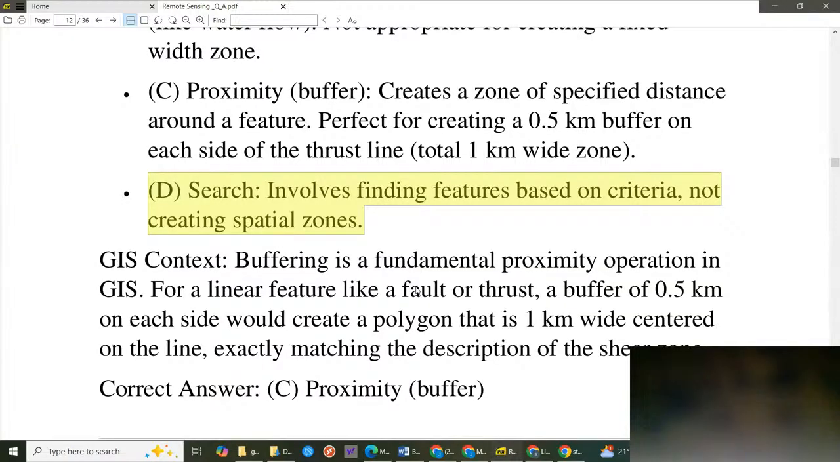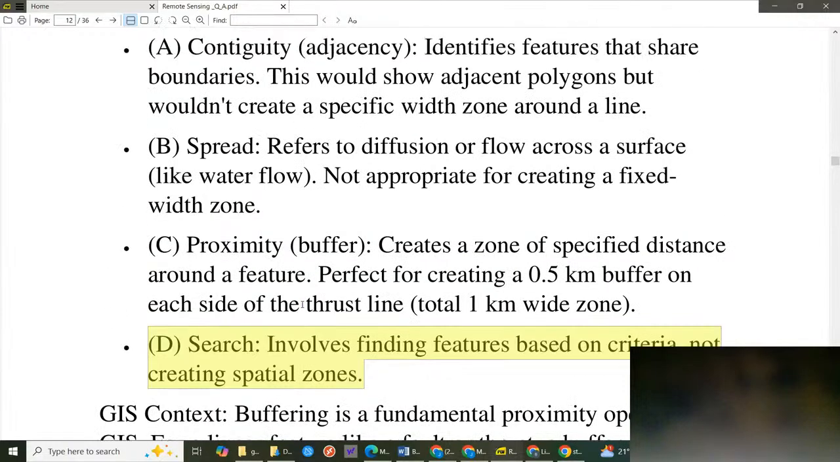So in the GIS context, buffering is a fundamental proximity operation. For a linear feature like a fault or thrust, a buffer of 0.5 kilometer on each side would create a polygon that is 1 kilometer wide centered on the line, exactly matching the description of the shear zone. The correct answer is proximity, that is the buffer, option C.